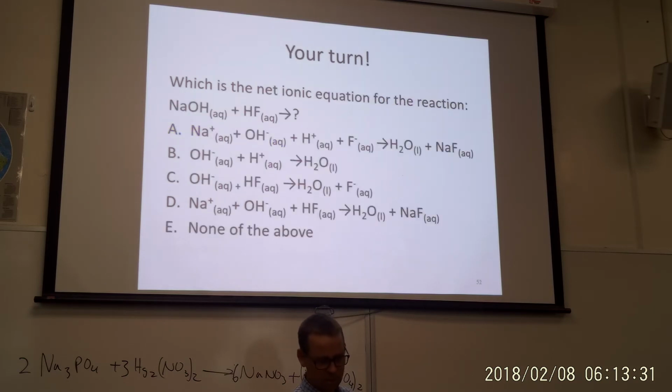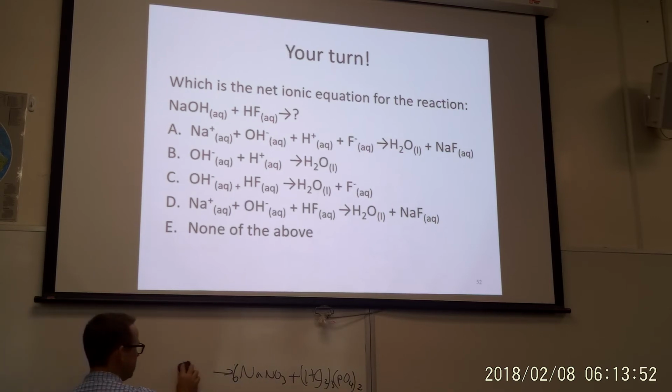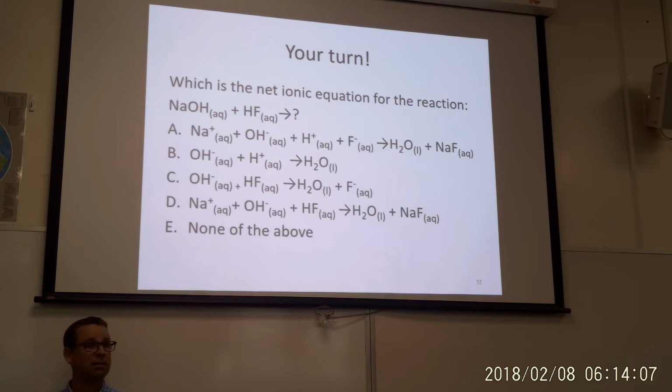So let's look at this reaction. NaOH combining with HF, and we would like to write the net ionic equation for this reaction. The net ionic equation. All right, now we haven't talked a lot about what to do with weak acids, but we have NaOH, which is what kind of a chemical? A base. Reacting with HF. What kind of a chemical is HF? An acid. Is it a strong acid or a weak acid? It's a weak acid.